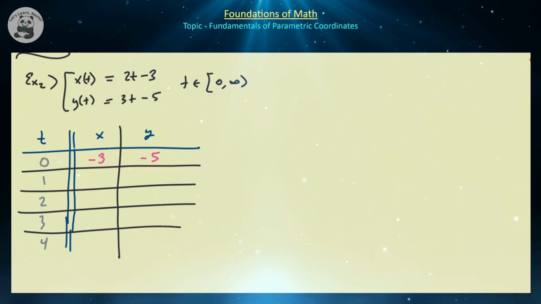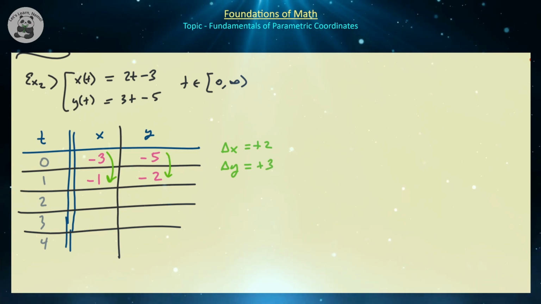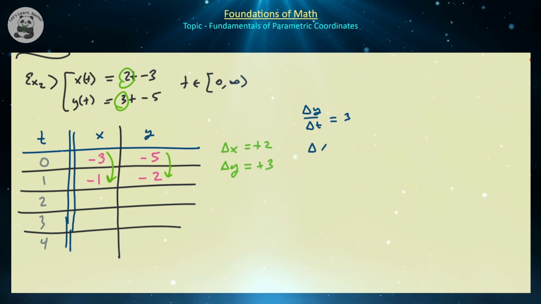When t is equal to 1, that's going to give us 2 minus 3, which is minus 1. When t is equal to 1, that's going to give us 3 minus 5, which is minus 2. And notice that in this particular case, our change in x is going to be positive 2, and our change in y is going to be equal to positive 3. Right? So notice that these numbers, sort of like they did in Cartesian functions, sort of represent slope, but they don't represent slope with change to y and also x, but they represent slope with respect to time, right? So in some sense, you can say that delta y with respect to t is equal to 3, and delta x with respect to time is equal to 2.